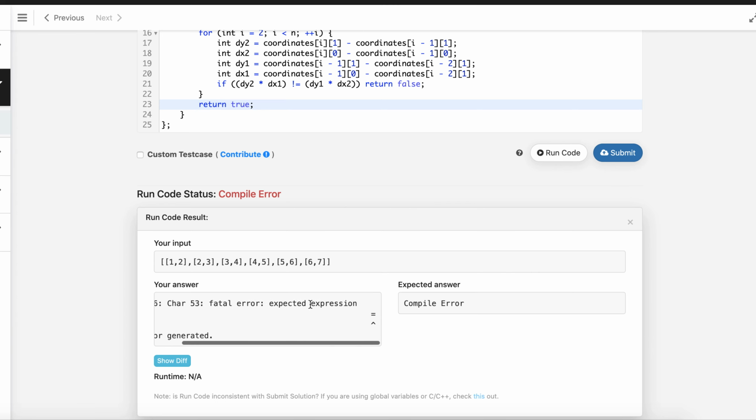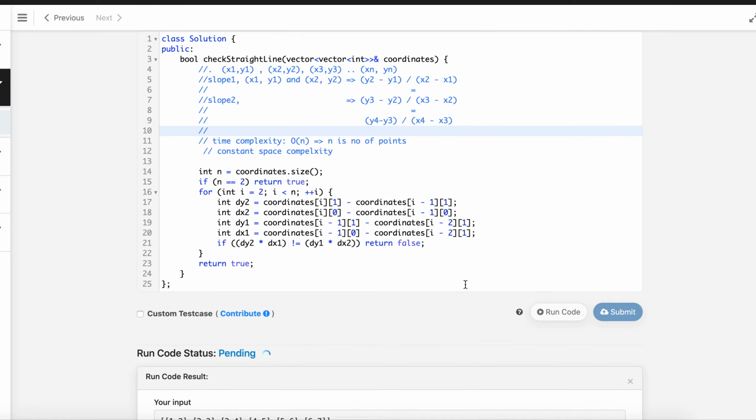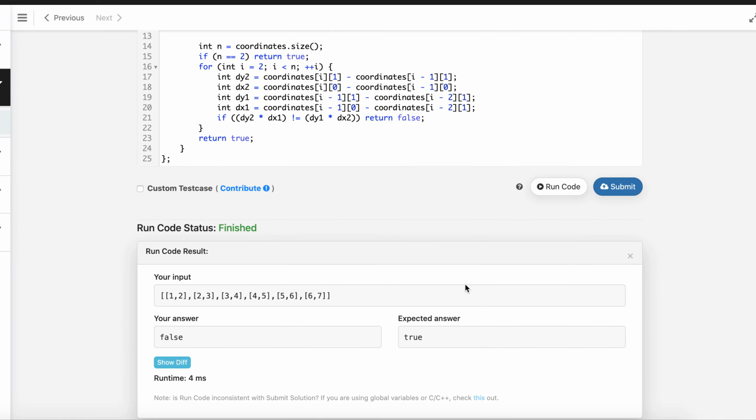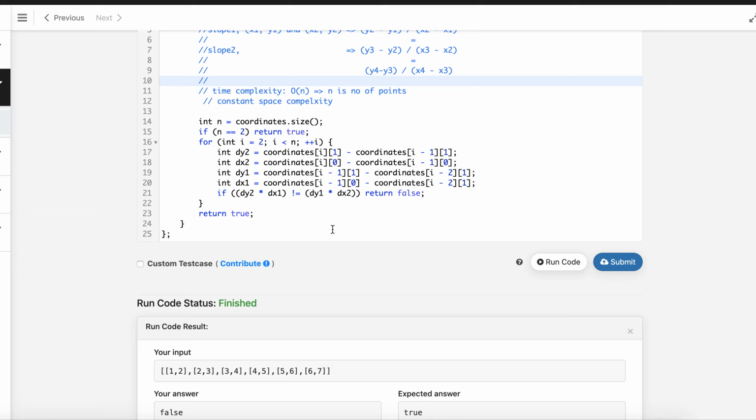Compilation error in line number 6. Okay, yeah, we should comment out this thing. Let's run the code again. False, true. Okay, there is some mistake. Where is the mistake? Let's find out.